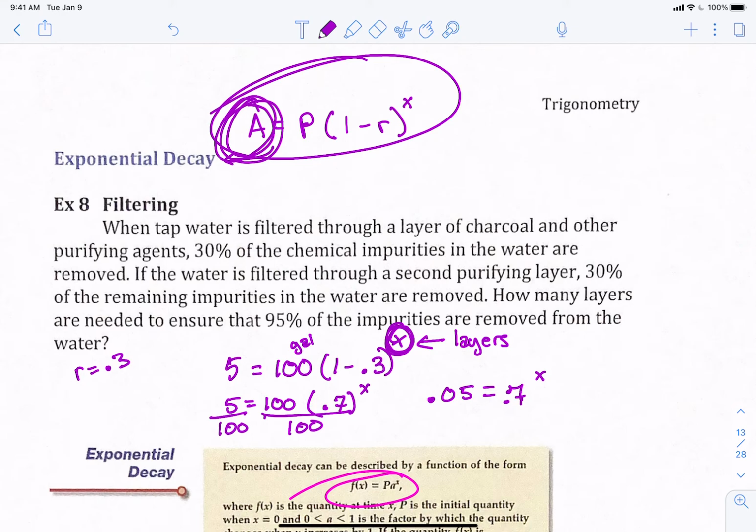Does that make sense? So you could do it that way, I guess. So how many times do you have to take 0.7 times itself in order to get 0.05, ish?